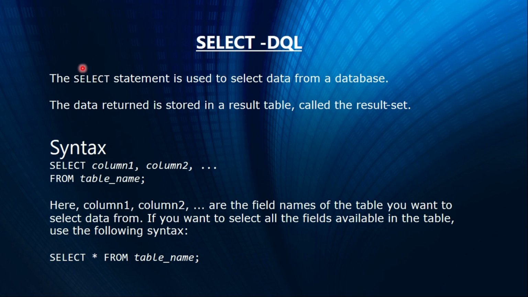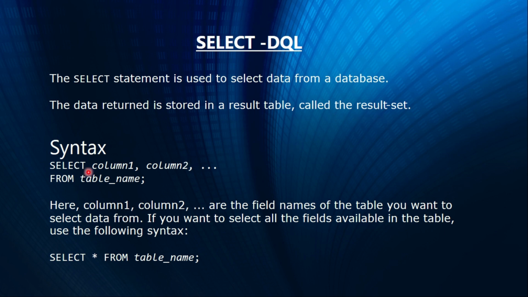So this is the basic building block of querying the database, and it is widely used. Without this you cannot perform any queries, a select statement is needed. The data returned is stored in a result table. So after performing this select statement, the result is also in the form of a table. It is known as a result set.